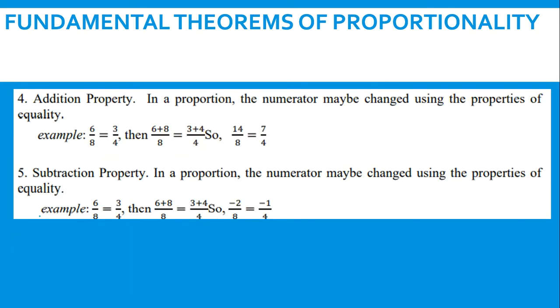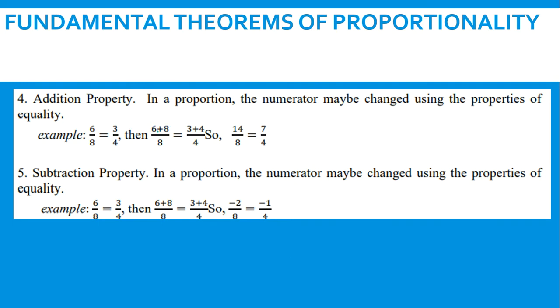Okay, next, let's have the addition property. In a proportion, the numerator may be changed using the properties of equality. For example, 6 is to 8 as 3 is to 4, or 6 over 8 equals 3 over 4. Then, 6 plus 8 over 8 equals 3 plus 4 over 4. So, 14 over 8 equals 7 over 4. As you have noticed, the numerator changed by using the properties of equality.